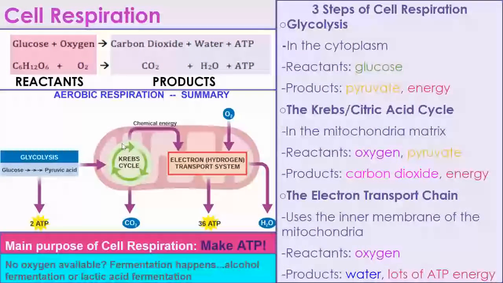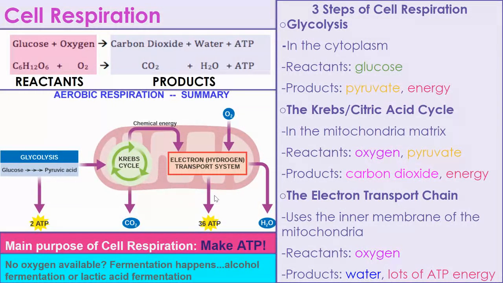Now, the whole point of the Krebs cycle was to make this chemical energy, which goes to the electron transport chain. The electron transport chain uses the inner membrane of the mitochondria. And remember, that's great. The inner membrane has those cristae, those folds, and it has a lot of surface area. And so on the inner membrane, we have this thing called the electron transport chain, which uses up a lot of oxygen, and it produces some water, but the main thing it produces is 36 ATP energy, lots of energy. And that is the whole purpose of cellular respiration, to make ATP energy.